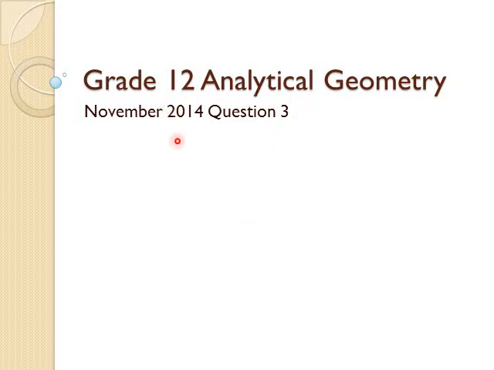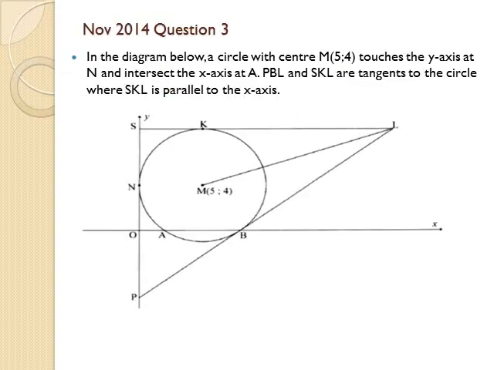In this lesson, we'll be looking at November 2014, question 3, grade 12 analytical question. Given to us is the diagram below: a circle with center M (5, 4) touches the y-axis at N, M and N directly opposite each other, and intersects the x-axis at A and B. PBL and SKL are tangents. So that is what's given.